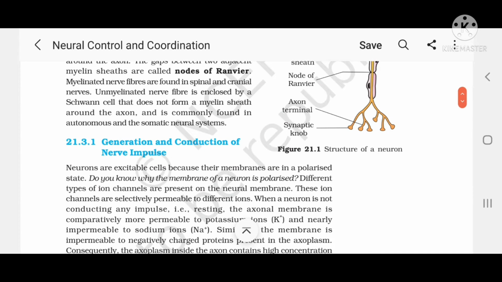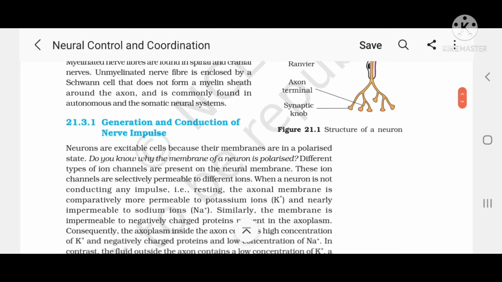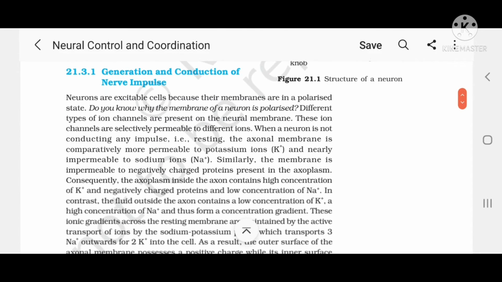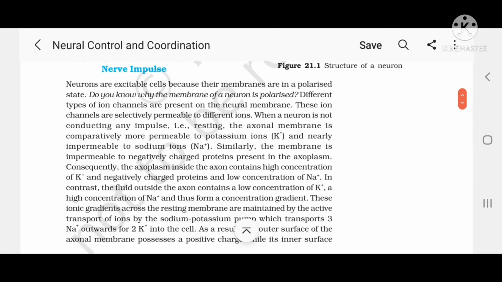21.3.1 Generation and conduction of nerve impulse. Different types of ion channels are present on the neural membrane. These ion channels are selectively permeable to different ions. When a neuron is not conducting any impulse, that is, resting, the axonal membrane is comparatively more permeable to potassium ion and nearly impermeable to sodium ion. Similarly, the membrane is impermeable to negatively charged proteins present in the axoplasm.